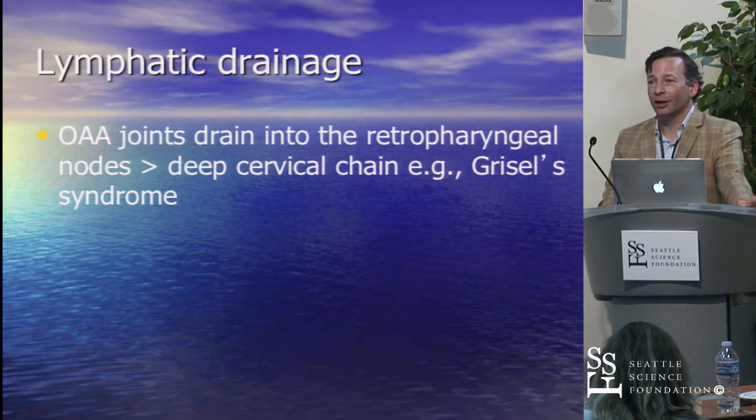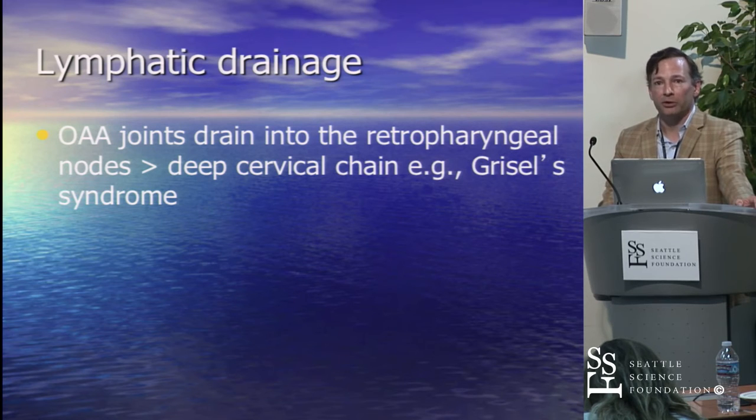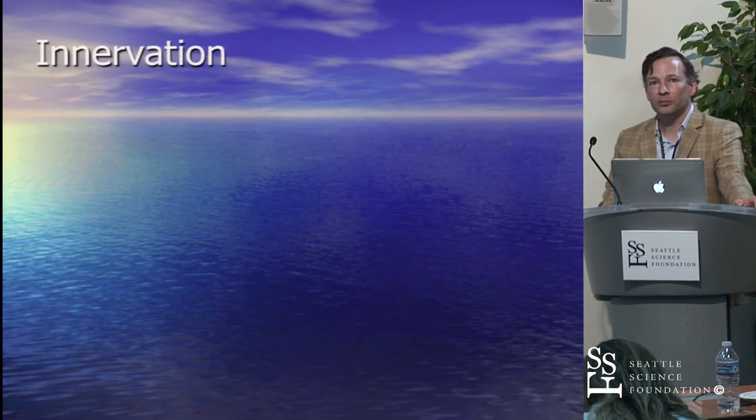Lymphatic drainage, not a lot is known about it from the craniocervical junction. We do know that lymph from this area drains to the retropharyngeal lymph nodes and then into your deep cervical chain, and that this is the most likely pathway for Grisel syndrome with a peripharyngeal inflammation.